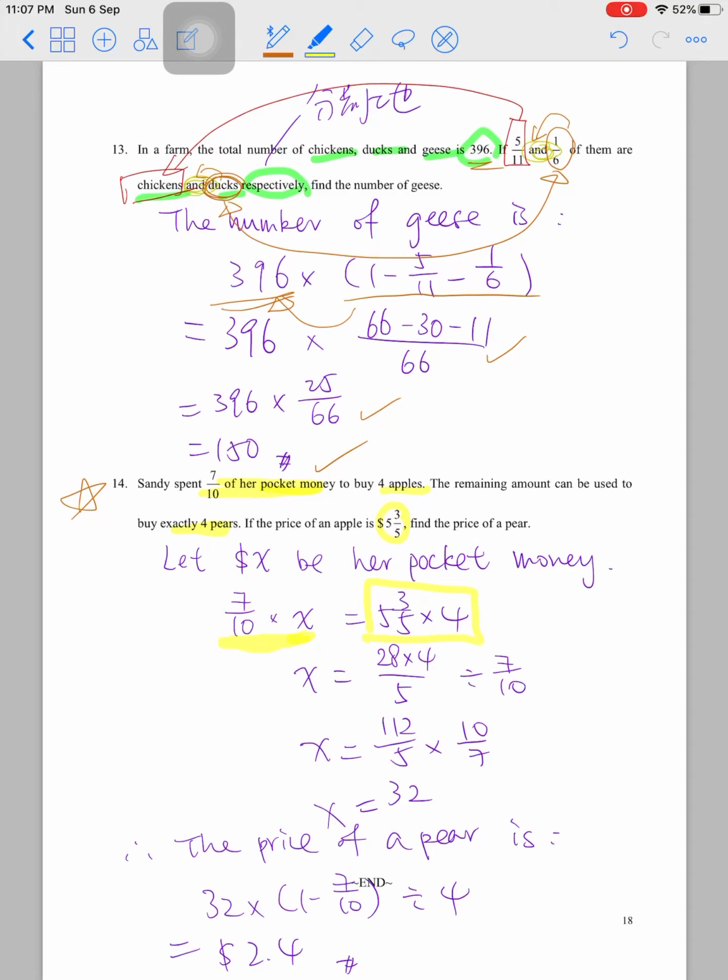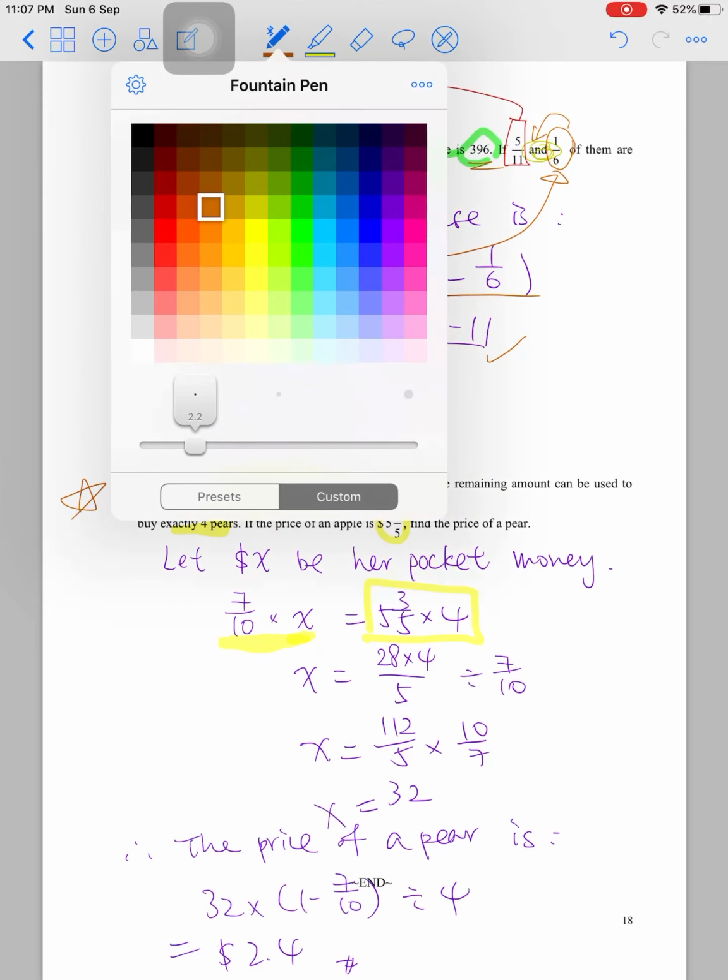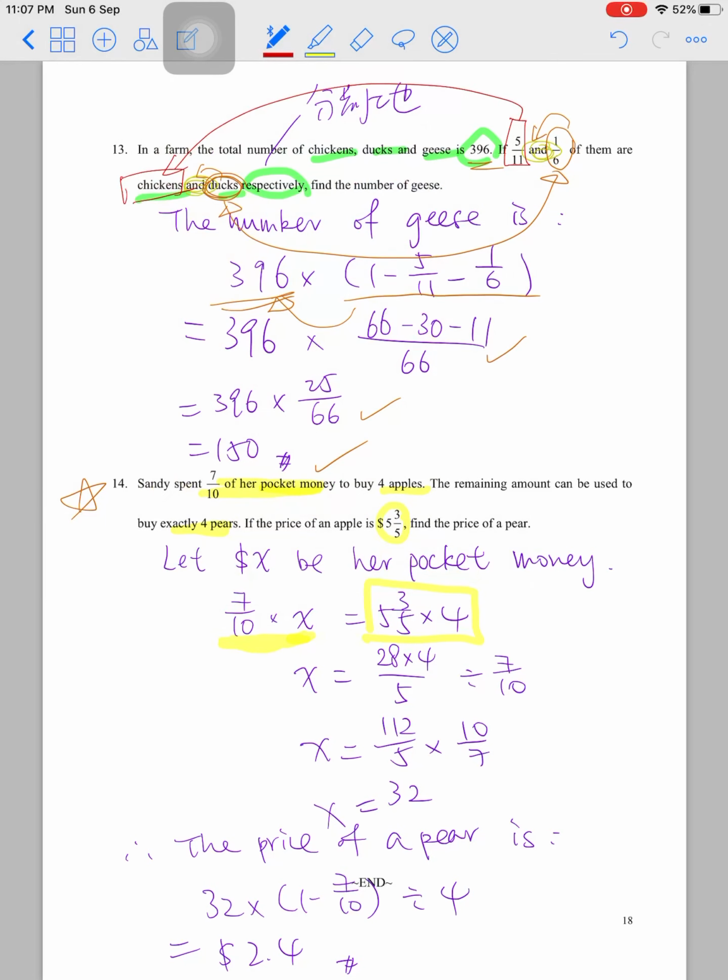Maybe you can use balancing equations. I skip some steps. Here you want to find x, so you need to cancel out the 7 over 10. You should divide by 7 over 10 on both sides, so you can jump to these steps. This one cancels out, and you will have the unknown x on the left hand side, and on the right hand side you need to calculate step by step. So we say that you're solving the equation by balancing the equation. You divide by 7 over 10 on both sides. Then you can find that the pocket money is $32.